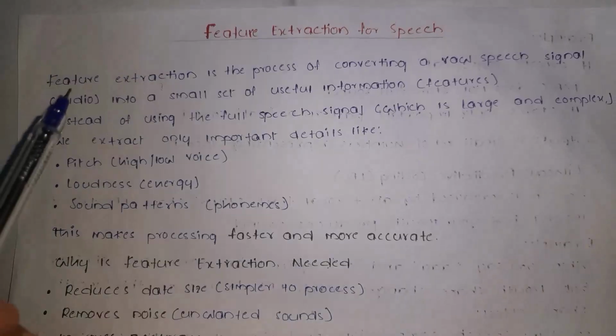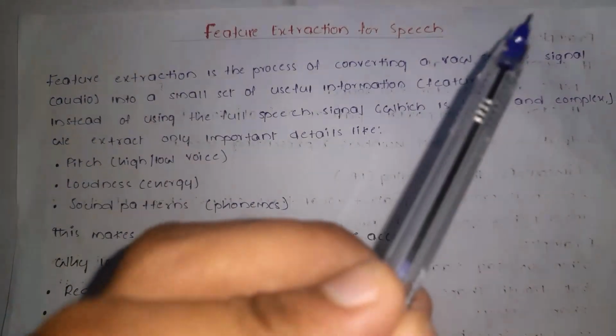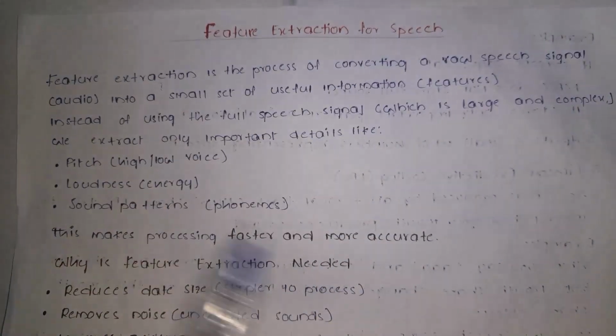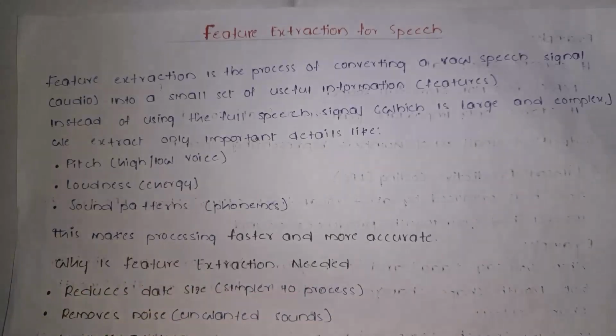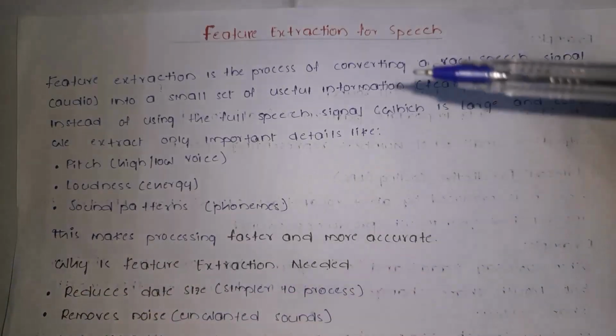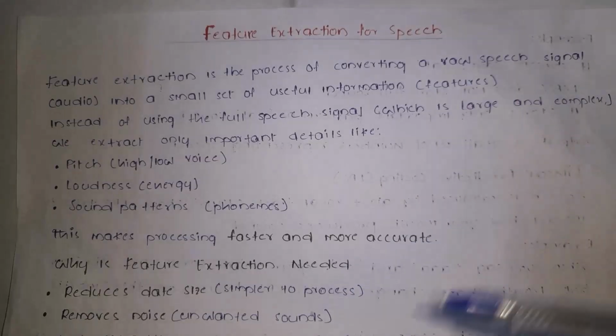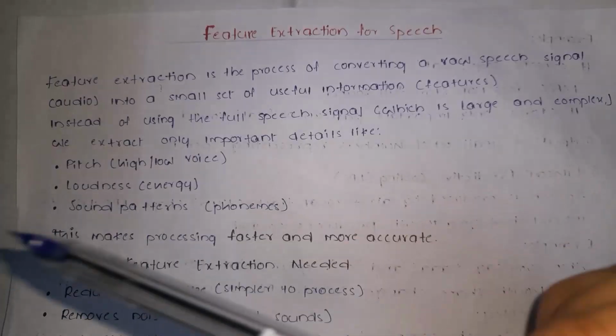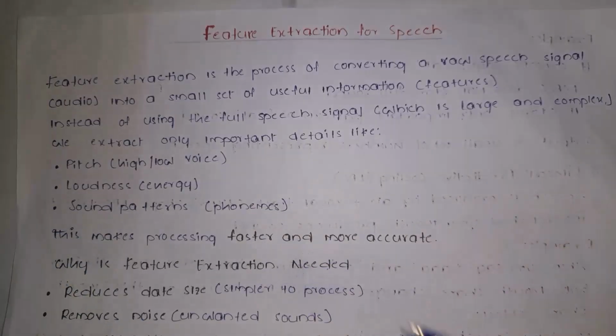So feature extraction is the process of converting a raw speech signal into a small set of useful information. That is nothing but converting our audio into features. We call it feature extraction. Whenever we speak, the system cannot understand our voice. As our voice is large and complex, the system will not understand it and will not store it. So the system will store only features from our voice, like pitch, energy, and phonemes. By using all this information, the system will understand our speech.